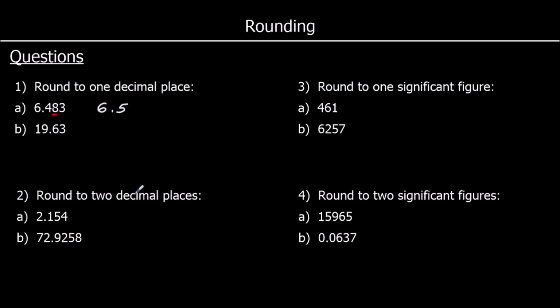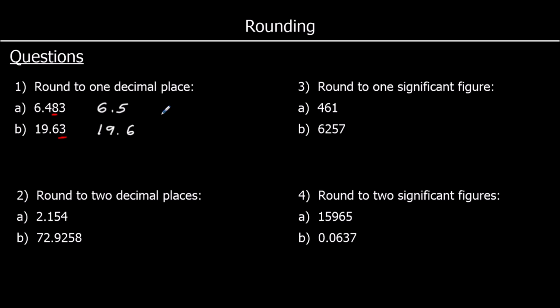The second one, again, count one number after the decimal point. Look at the one after it. If it's 5 or above, round up. If it's not, leave it as it is. So we're going to leave it as it is, and it's 19.6. So it's closer to 19.6 than it is to 19.7.